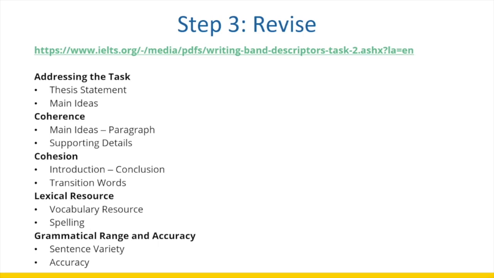Next one, we have cohesion. So here we have, as you see, introduction, conclusion. That basically means that your conclusion restates your introduction that we discussed earlier. Transition words, these are words such as first of all, secondly, in addition, also, however, finally. These are words you have to use throughout your essay, and you do not need too many of them. Just make sure you have at least 4 or 5, so that will make your essay sound so much better.